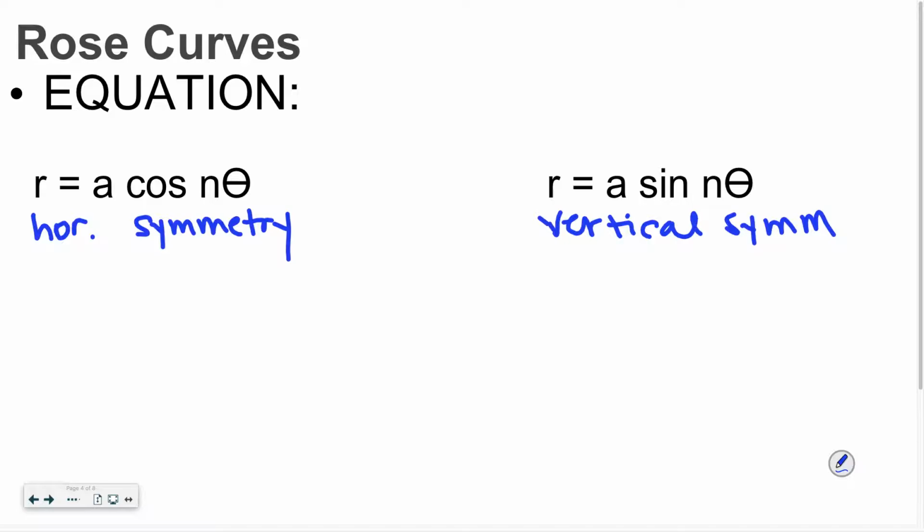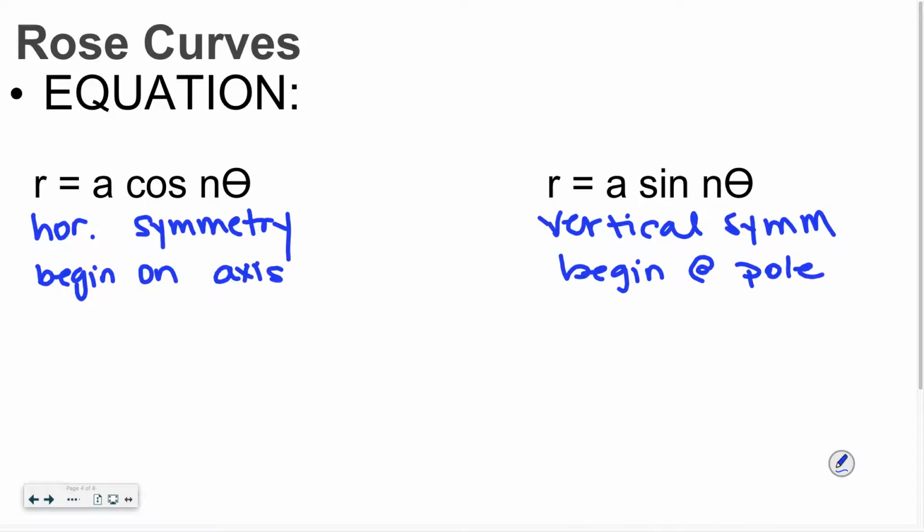What else will happen, and we'll see this as we do some examples, but when we have a rose curve that involves a cosine, we are going to begin on the axis, okay? While if it involves a sine, we will begin at the pole, okay? So those are some observations that you'll make as we do some examples, but I'll come back to those and how that's going to affect some of the things that we find.